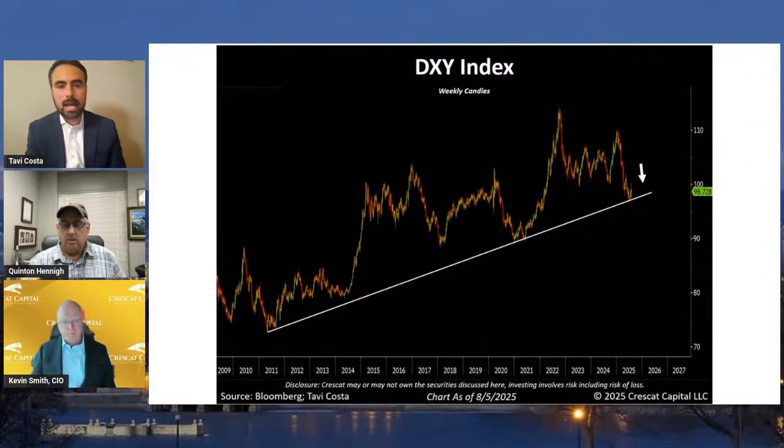I mean, the DXY index, which is what tracks the dollar, is probably one of the most used ways to track the dollar. It looks at it versus the British pound, the euro, the Japanese yen, and some others, and it's been hitting this support for some time now. Also, I would say I have a very different view from other people on this.